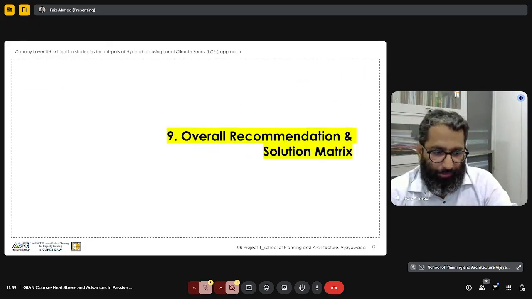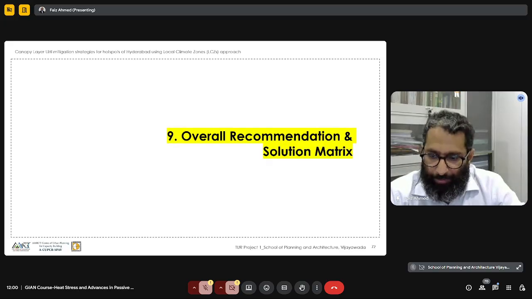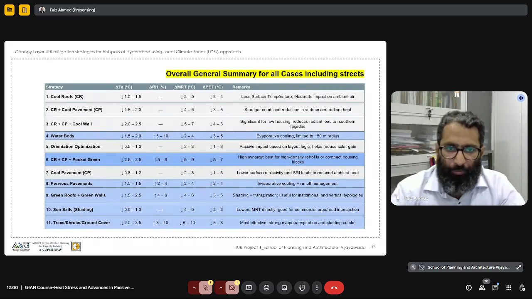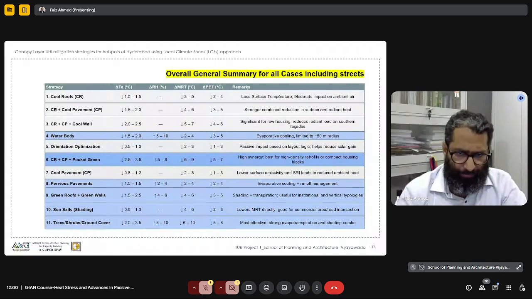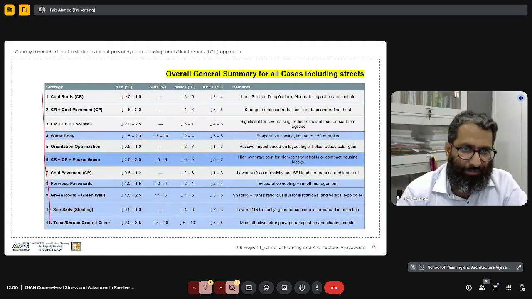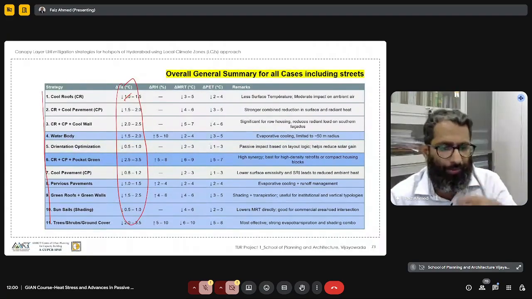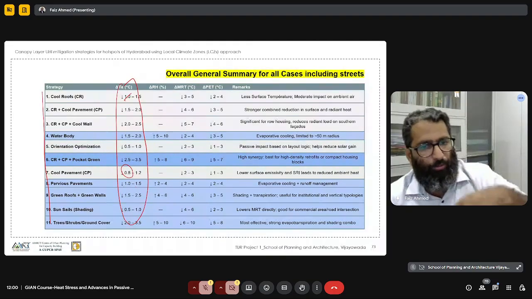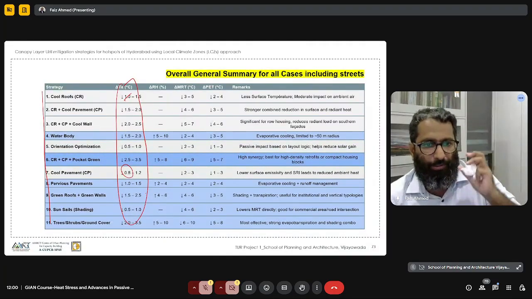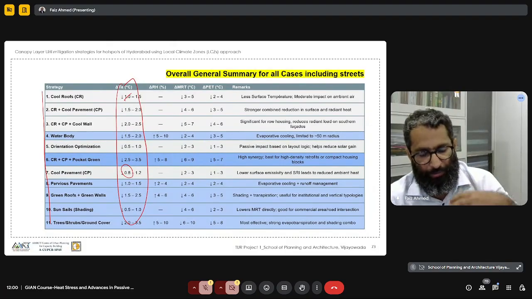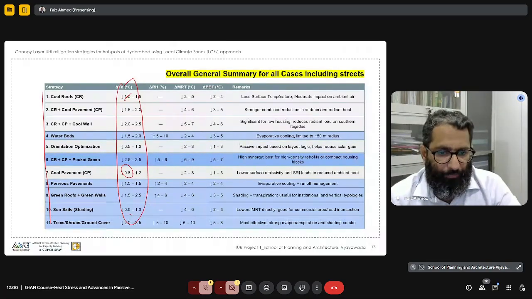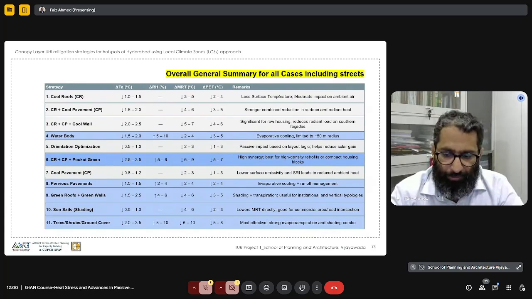So what is the overall conclusion from the study that has been done? We have come out with all these strategies that you can see here. What is the impact that it has created in terms of air temperature? We could see a reduction of air temperature of about 0.8 to 2 degrees difference in terms of the materials that we have used, and we got a slightly improved result in terms of air temperature when it comes to the trees. And these are the overall conclusions.